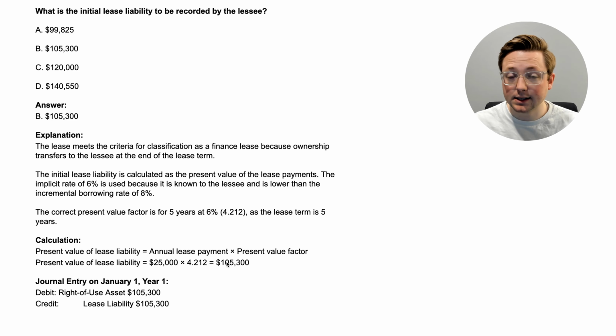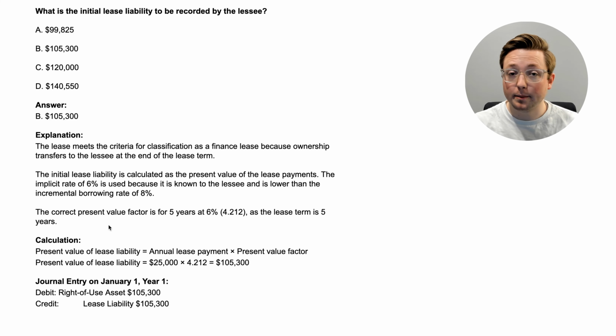That is the lease liability at the very beginning of the lease, before they've made any payments or anything like that. That's what you record. And this would be the journal entry, by the way. You debit a right of use asset for $105,300, and you credit lease liability $105,300.